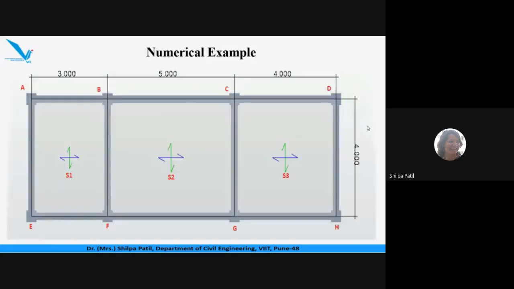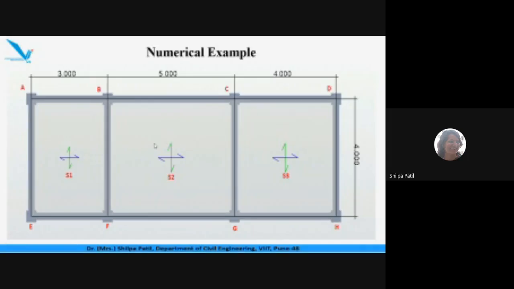Okay. So we have started with this numerical example, and you have noted down this problem statement in the last lecture, and also drawn this diagram. So let us start the design. What are we supposed to design? The beam ABCD. This is a three span continuous beam, which consists of the first span AB of 3 meter, BC of 5 meter, and CD of 4 meter. So this is the three span continuous beam which we have to design.